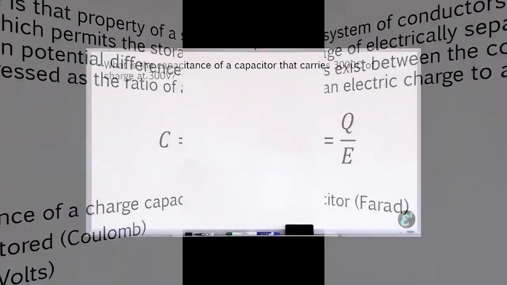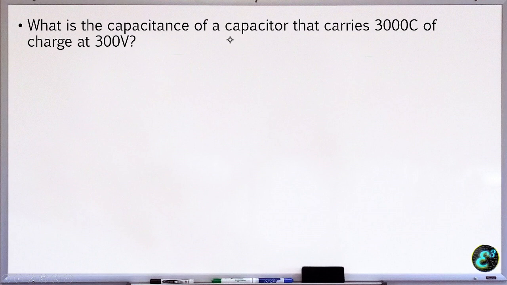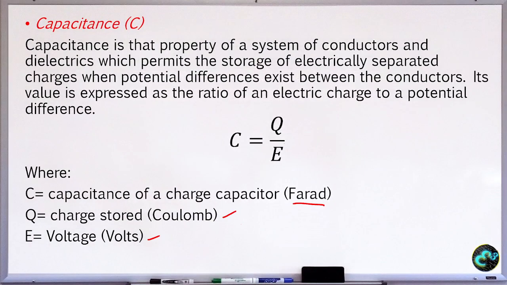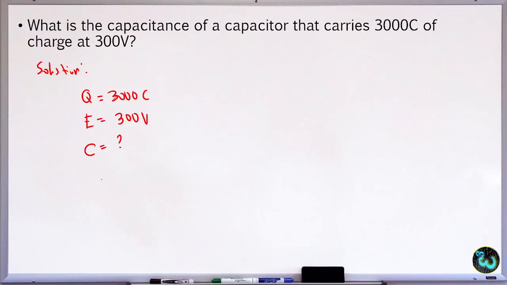Okay? So we have, what is the capacitance of a capacitor that carries 3,000 coulomb of charge at 300 volts. Okay, solution. So yung ating charge is 3000 coulomb, yung ating voltage is 300 volts. Ang hinahanap dito is the capacitance, no? So going back sa ating formula, yan. So C is equal to Q over E.